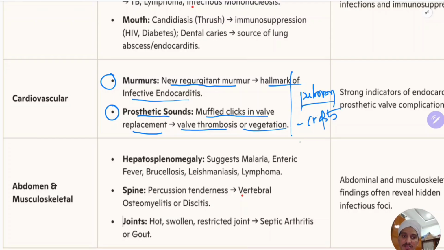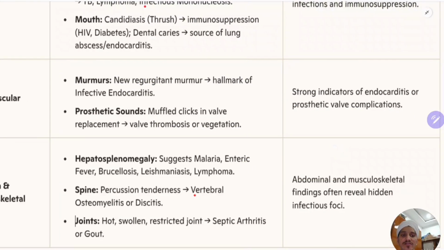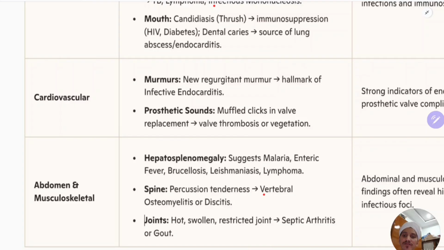You can hear crepitations. You can have rhonchi and crepitations, or you can hear bronchial breath sounds also. So these indicate some lower respiratory pathology. Now, strong indicators of endocarditis are prosthetic valve complications. So the presence of a murmur in a patient with fever, a new regurgitant murmur, that is a strong indicator of endocarditis.